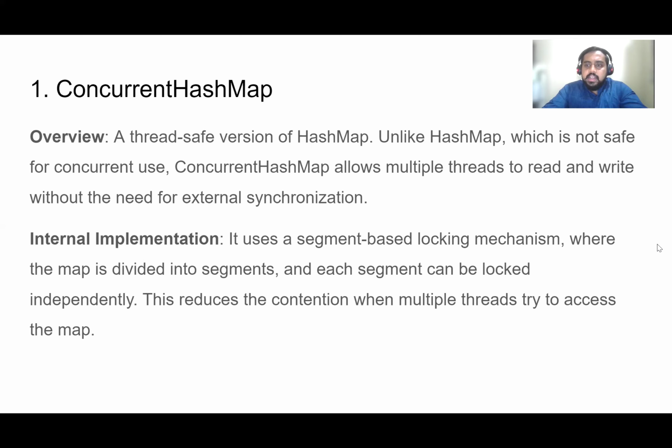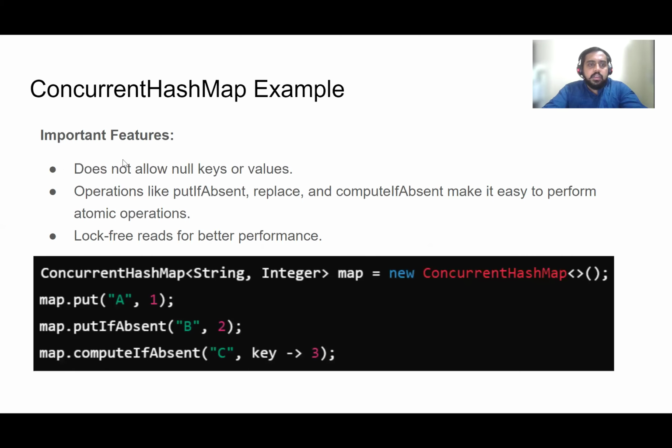Okay, let's see the implementation. I have created a ConcurrentHashMap object, and using the put method I have added data to it. We also have certain methods only for ConcurrentHashMap, like putIfAbsent, which means it will put the data if the data is not already present. Similarly we have computeIfAbsent. These are some of the specialized methods we get with ConcurrentHashMap.